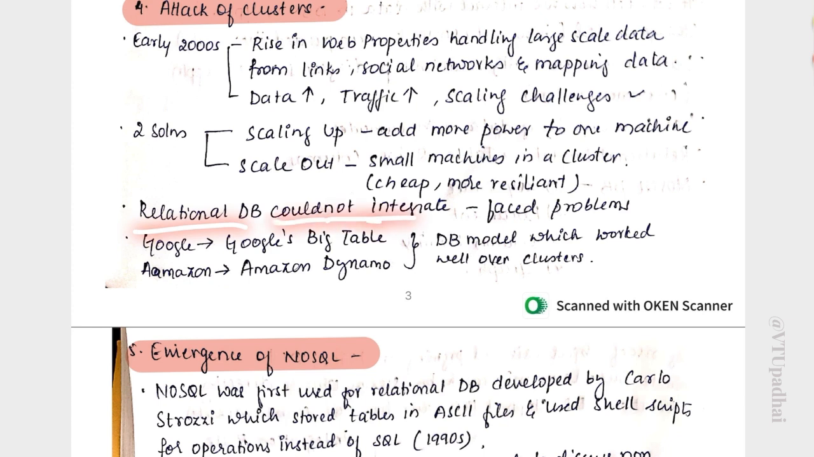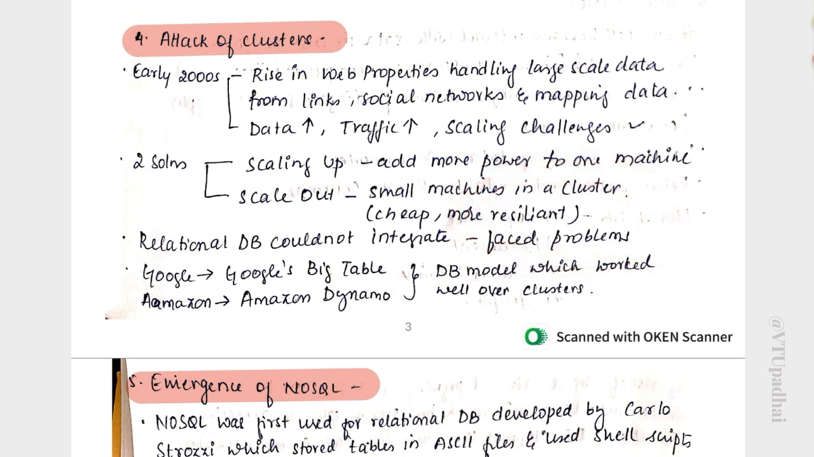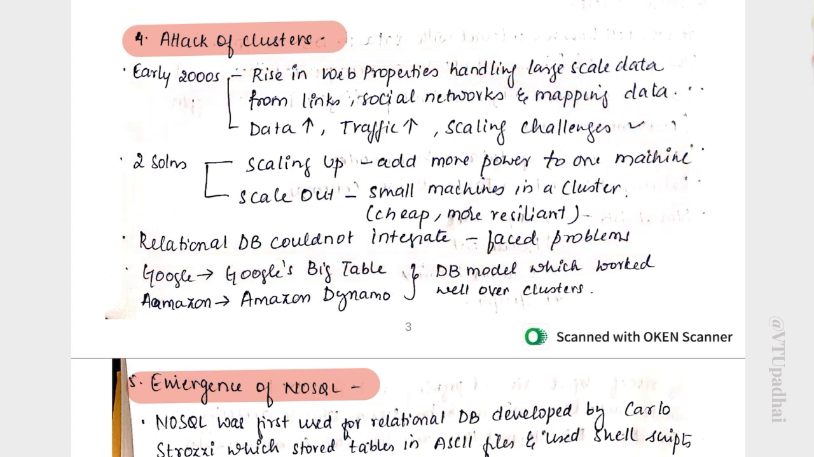So the relational databases could not integrate it properly, and that is what we faced as one of the major issues. So large scale companies like Google's Bigtable and Amazon Dynamo had a vast amount of data and began to look for other alternatives. So they developed Google Bigtable and Dynamo. These were the database models which worked well over clusters. So these models were a certain alternative to the drawbacks which we were facing with the relational databases. So Bigtable and Dynamo were the basic foundation upon which NoSQL databases further developed.